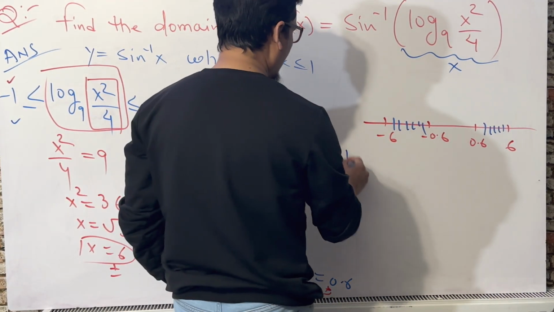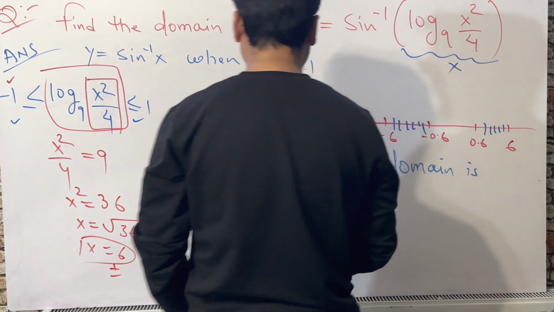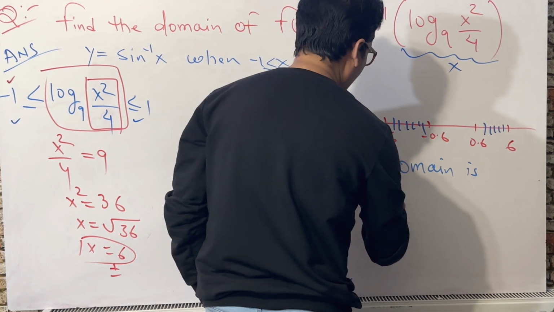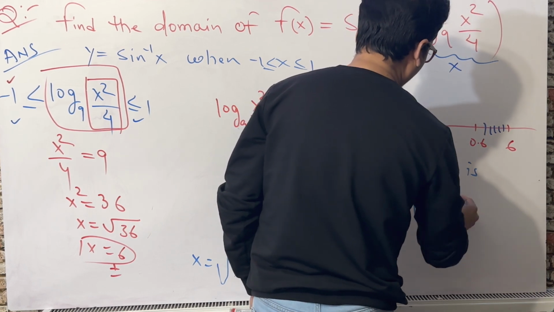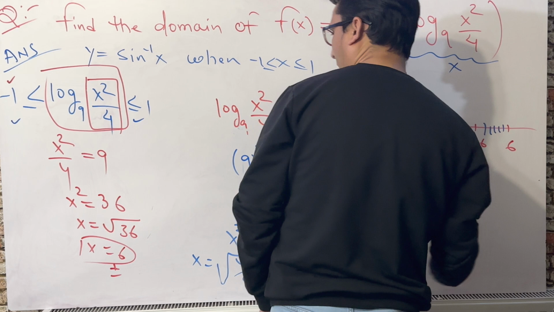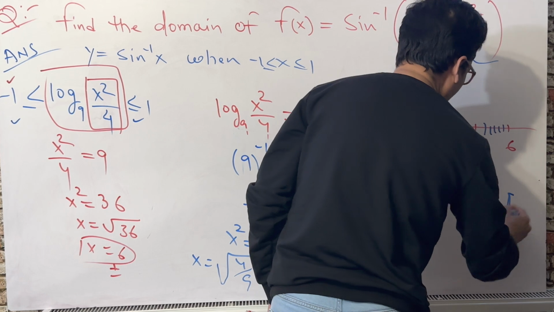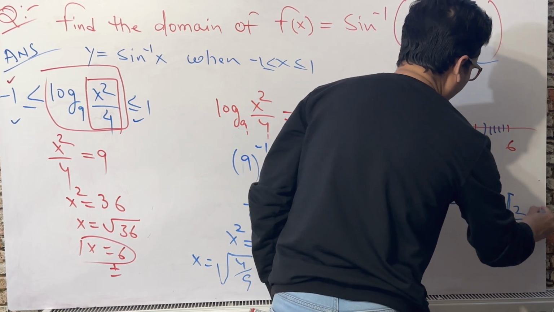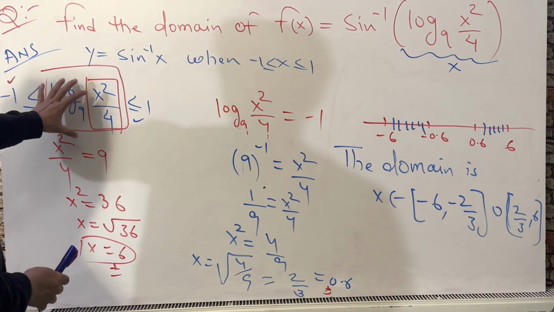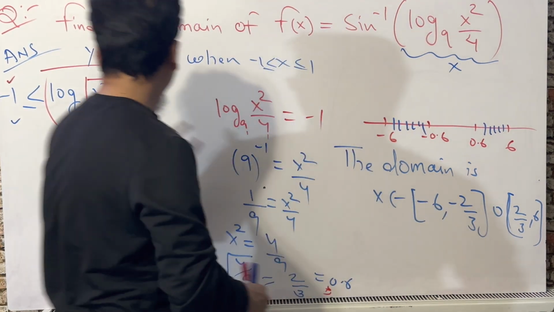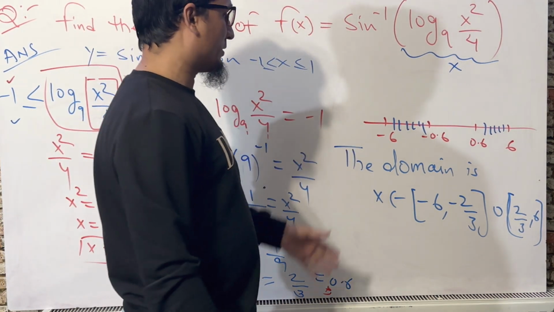So the domain belongs to minus 6 to minus 2 by 3, and 2 by 3 to 6. If your value of x is in this portion or this one, then it has minus 1 to 1, and when this is minus 1 to 1, the function exists. So this is your domain.